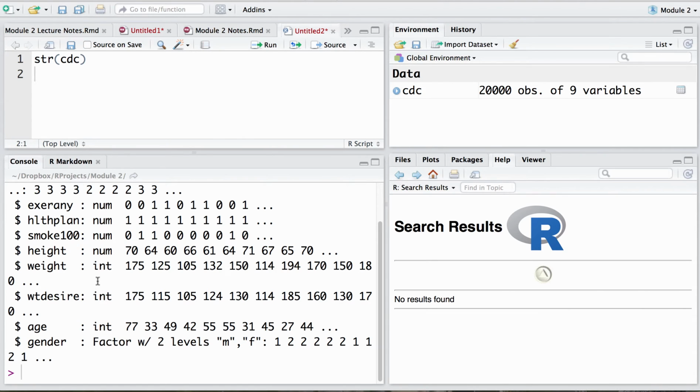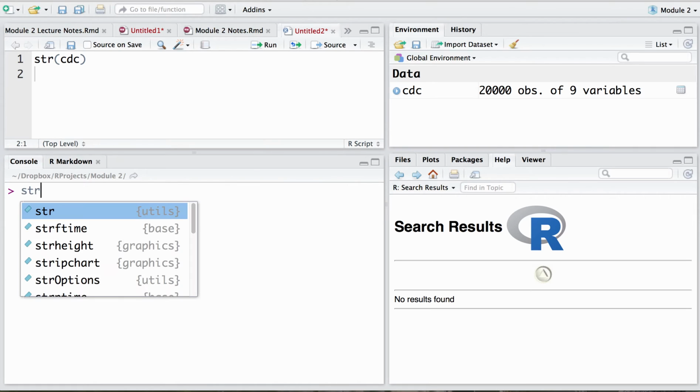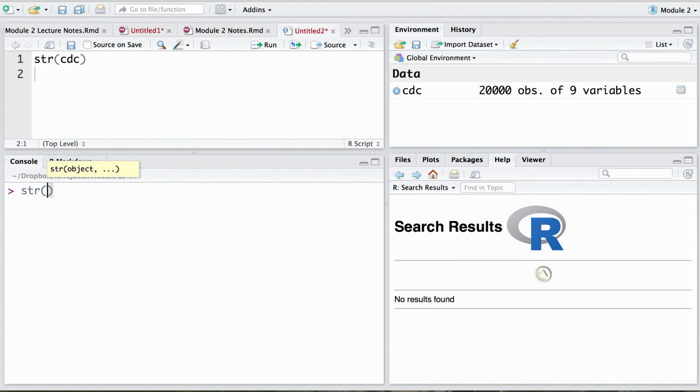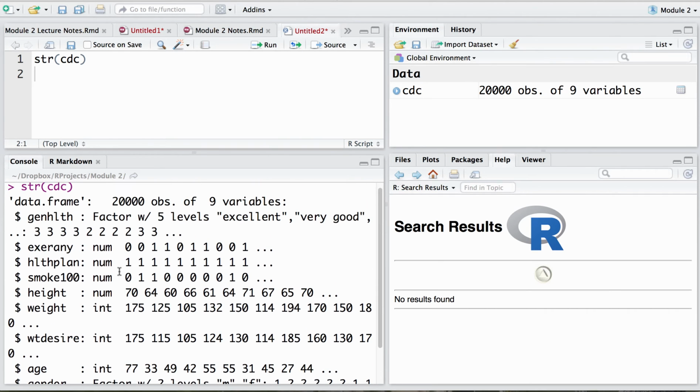The other way, and let me clear the console first to show you this. To clear the console, you use Control L. And you can enter the same command down here on the console. And again, you see that RStudio supplied the right parenthesis when I type the left. And return. Okay, now let's look at what str does.